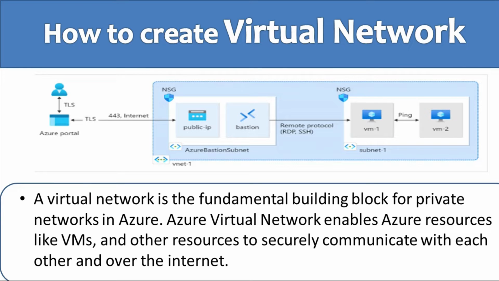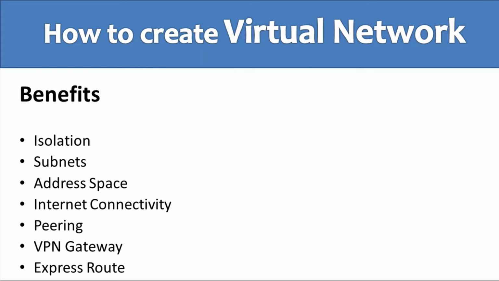Now let's understand the benefits of VNet or virtual network. At first we have isolation. VNets provide network isolation for resources within the same VNet and across different VNets. This isolation helps control and secure communication between resources. Then subnets. You can divide a VNet into multiple subnets to organize and segment resources within the network. Each subnet can have its own security and routing configuration.